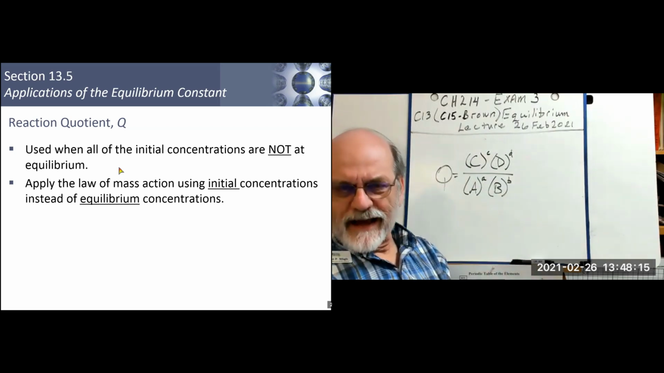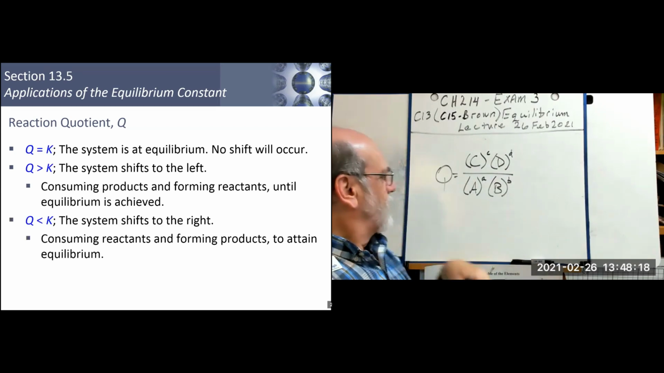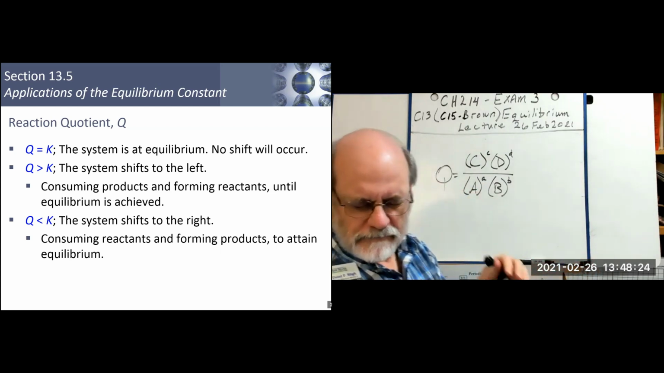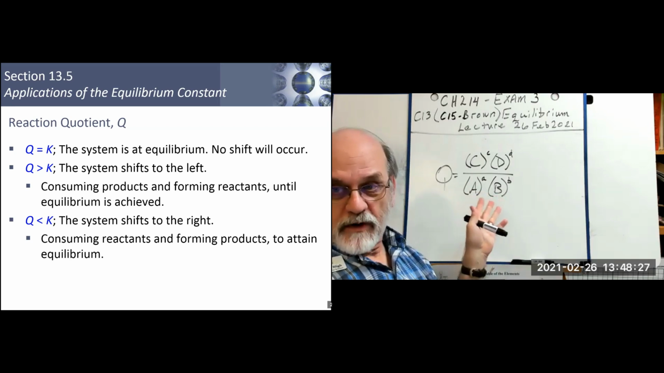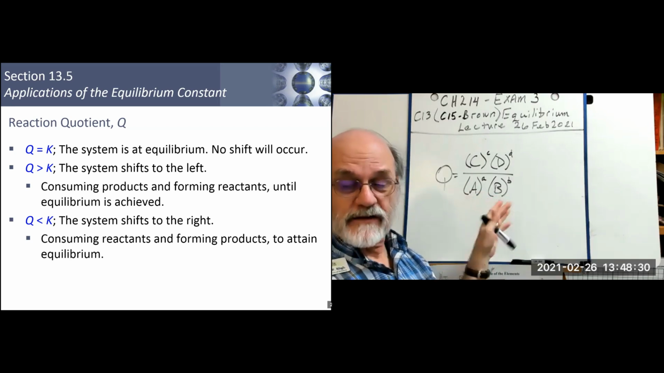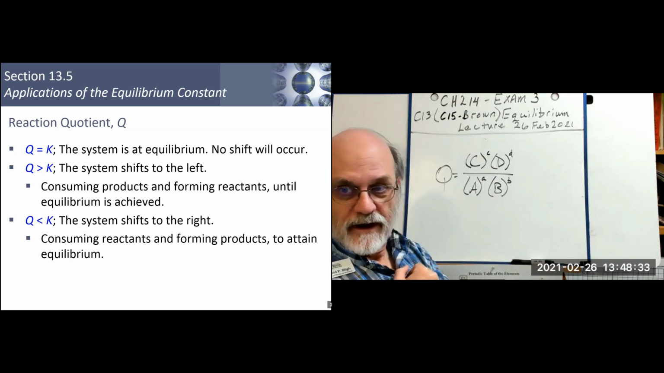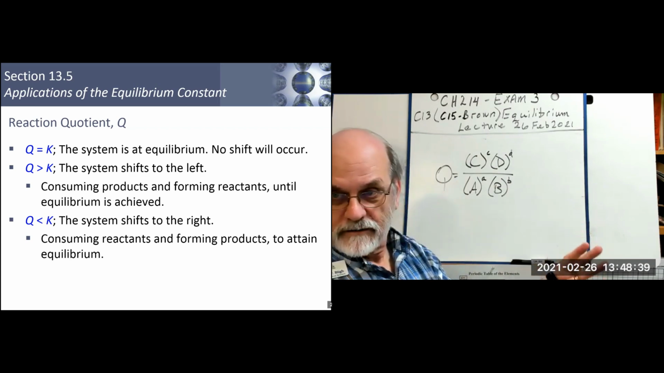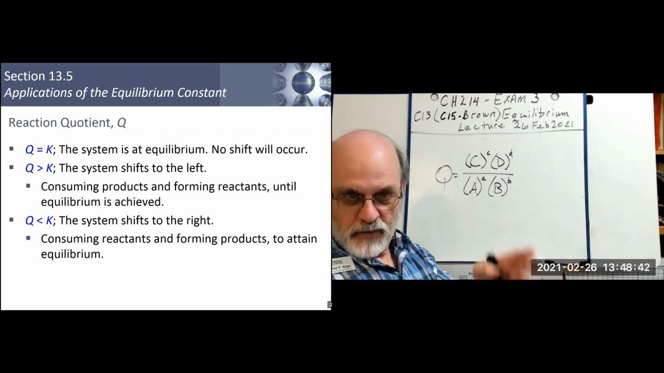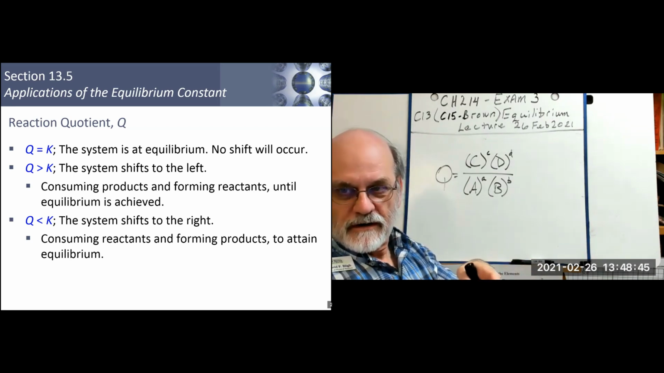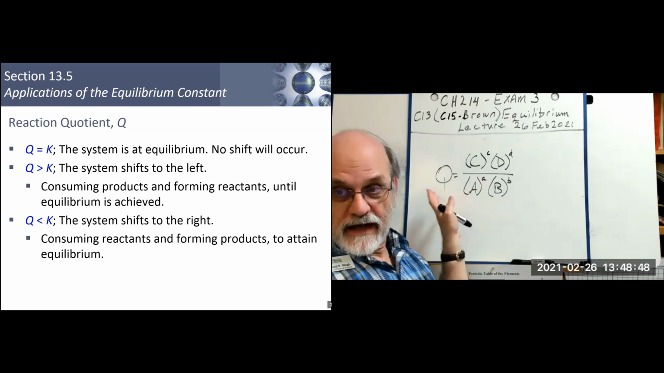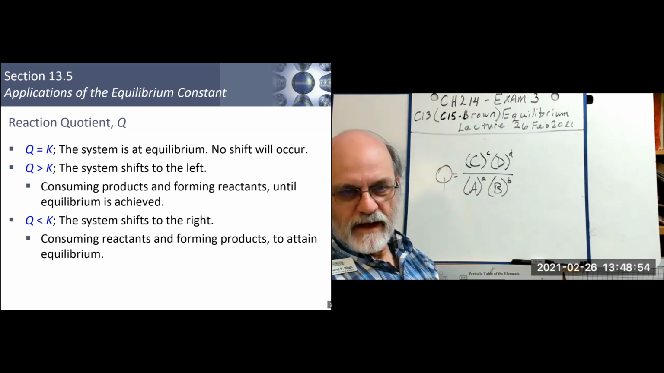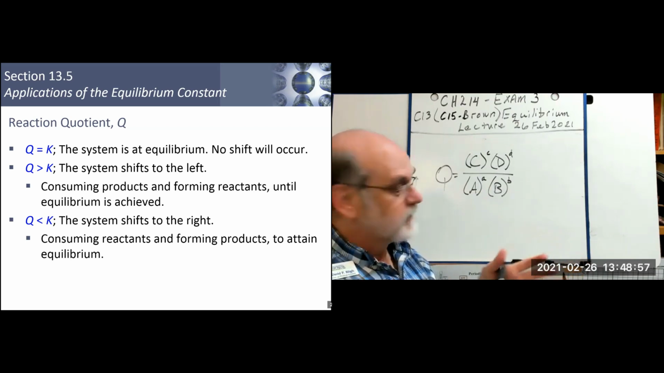All right, so what does that tell us about the reaction? Well, obviously the easy one is if Q is equal to K, which is rare, then we're already at equilibrium. In other words, if we add reactants and products in a certain proportion and calculate the Q and it's equal to K, then the reaction is not going anywhere. It's going to sit right there because we put concentrations that calculate an equal Q to K. No shift will occur.